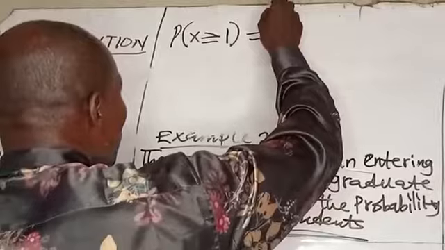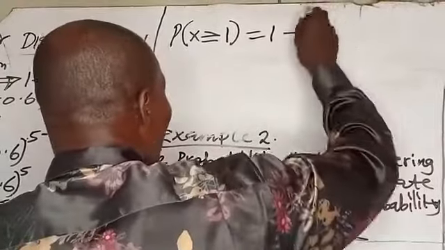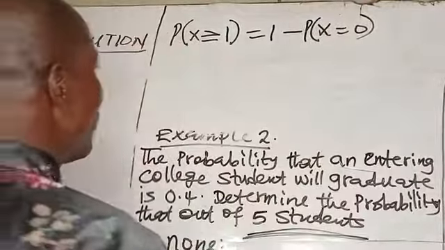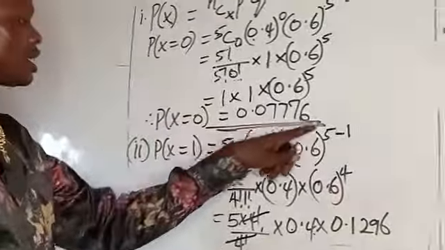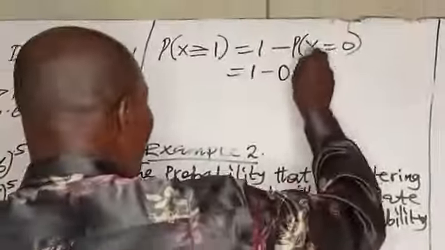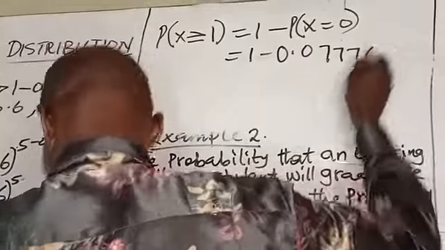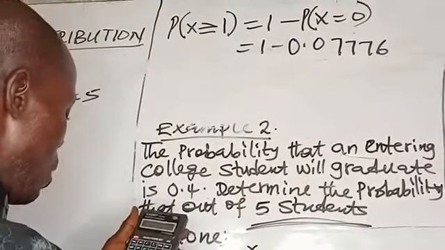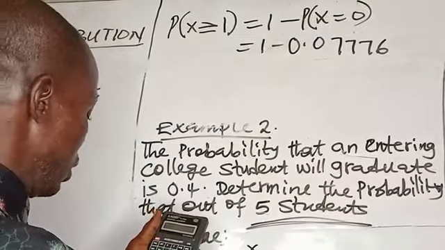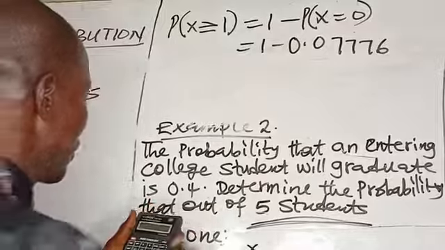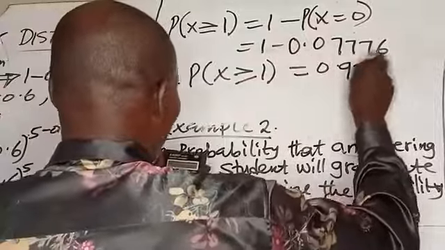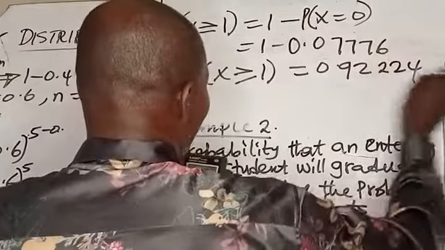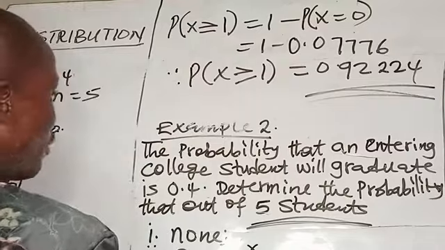It will be equal to 1 minus probability of if none graduate, which is 1 minus probability of x equals 0. Probability of x equals 0 is 0.07776. Let's subtract that. 1 minus 0.07776. So therefore, probability of x greater than or equal to 1 equals 0.92224. That is the solution to the top part of the question.